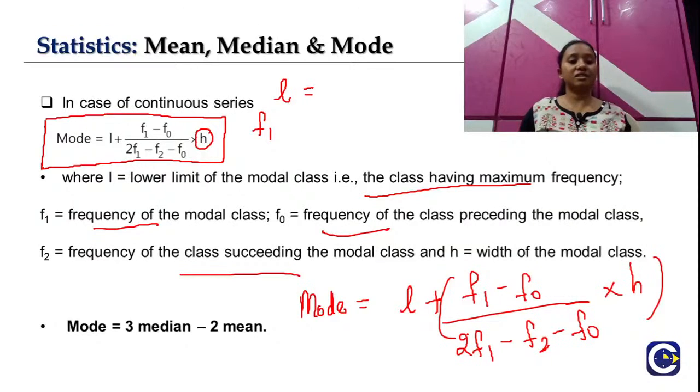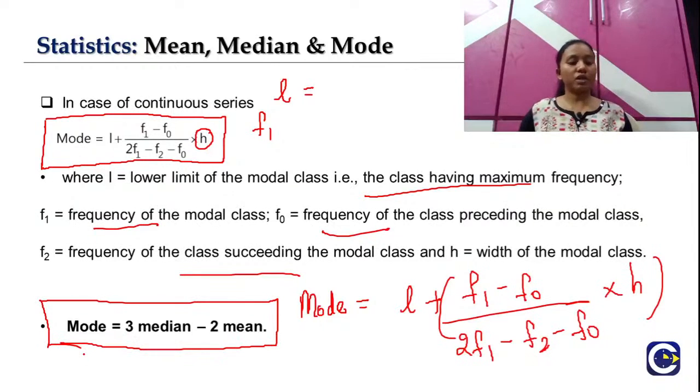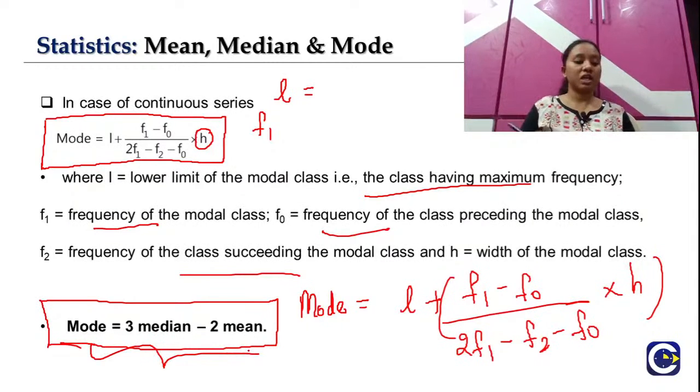Now we'll see the relation between mean, median as well as mode. So mode here will be equal to 3 times the median minus 2 times the mean. Right. So there might be questions where the mean is given and you have to find the mode. Amongst these unknowns, there is a chance that two must have been given and you have to find the other one. So there you can use this relation between mean, median and mode in order to find the unknown value.